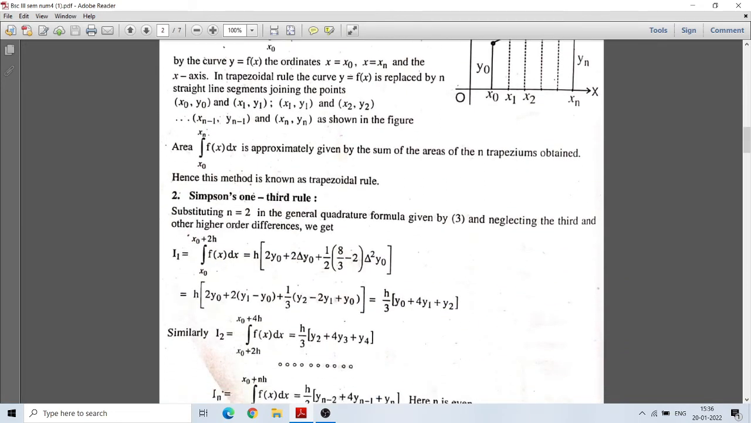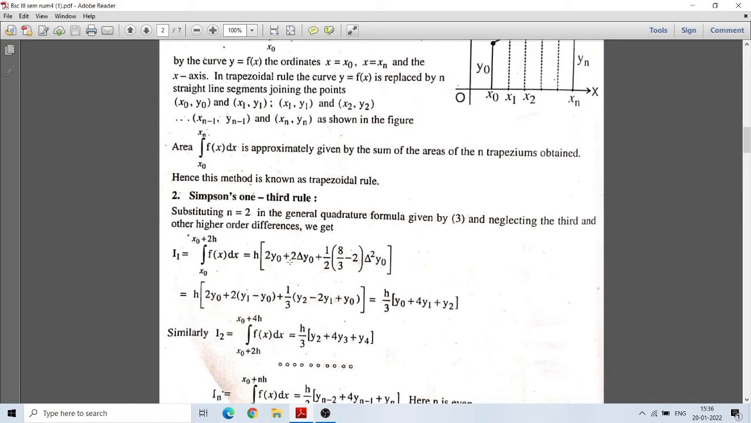Substituting n equals 2 in the quadrature formula, equation 3, and neglecting the third and other higher order differences, we consider only two terms. Other higher orders we neglect. Then I1 is equal to the integral over the limit x naught to x naught plus 2h of f of x dx, equals h [2y naught plus 2 delta y naught plus 1 by 3 (1 by 2 minus 8 by 3... ) delta square y naught].